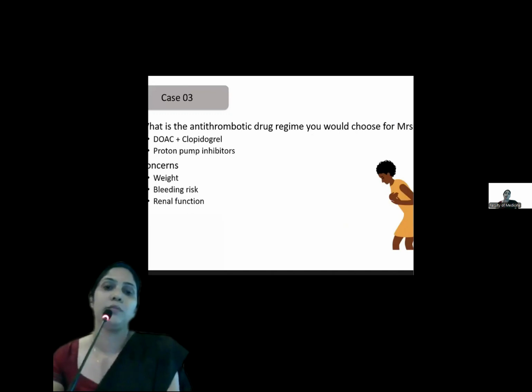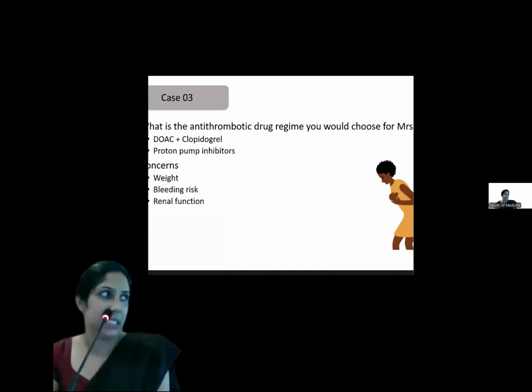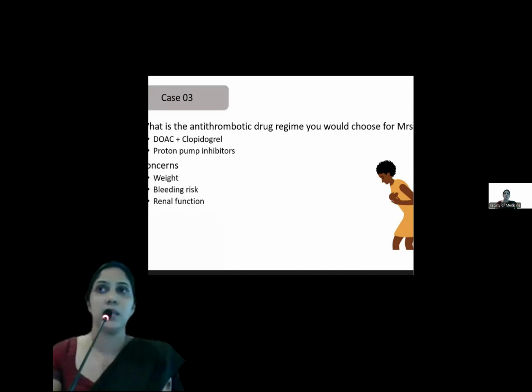So what antithrombotic drug regime would you choose from? It is C. I would suggest we go for the dual therapy with DOAC plus clopidogrel, and I would consider proton pump inhibitors. The caveats in her case are her weight, which was less than the recommended weight, the bleeding risk of being on dual antiplatelet therapy, and her renal function, which is 50 milliliters per minute. So she will need a reduced dose of DOAC.